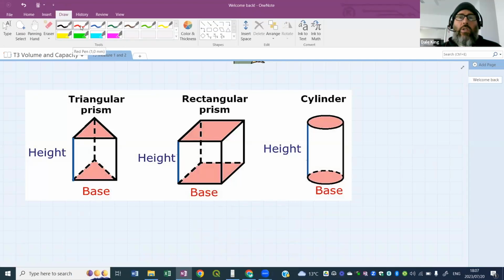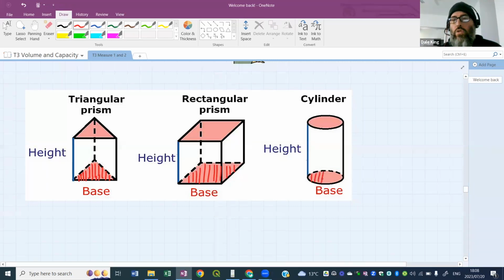Now, what's special about these diagrams here is that in all these 3 shapes, the base shape, you should know how to work out the area of all the base shapes in these 3D objects. The triangular prism, the base shape is a triangle. In the rectangular prism, the base shape is a rectangle or a square. In a cylinder, the base shape is a circle. So you should know how to work out the area of all those 3 base shapes.